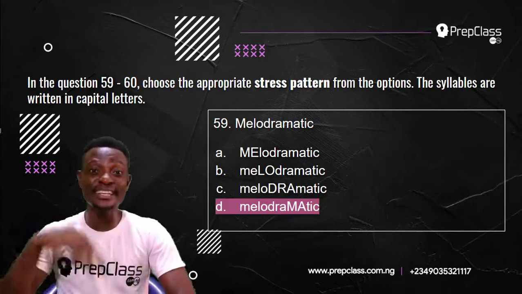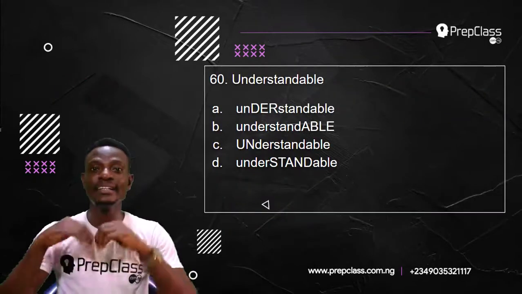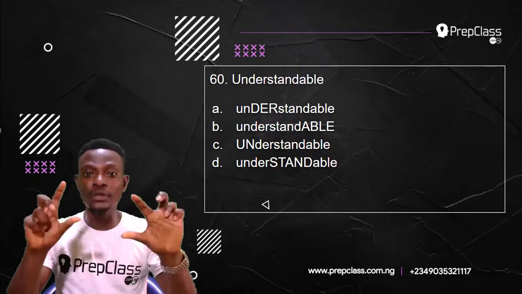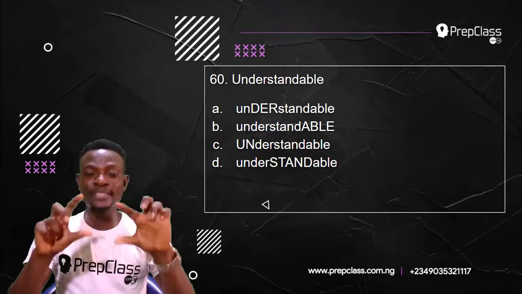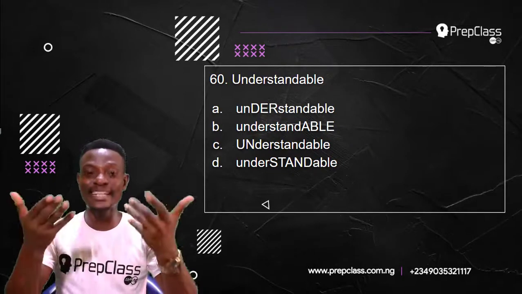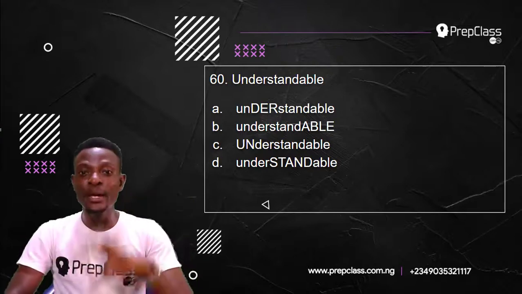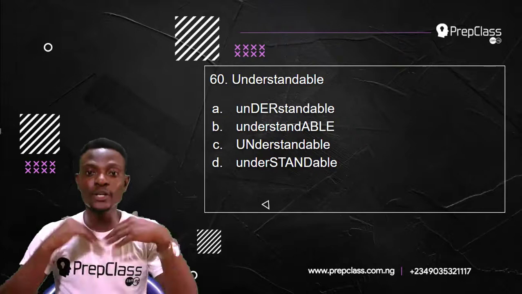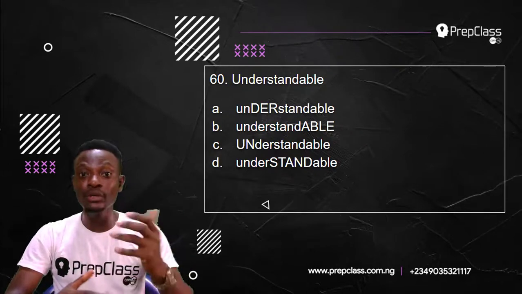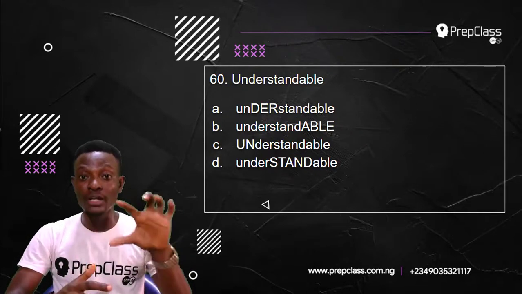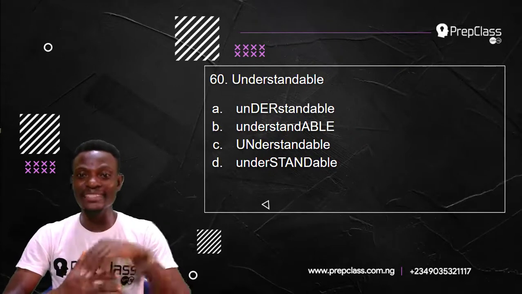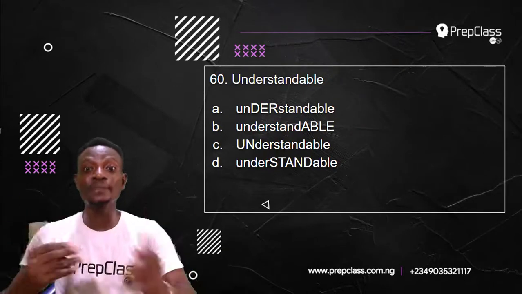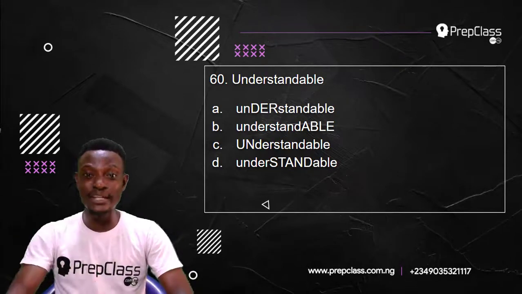Moving on to the last question in this series, question 60. Now we have the word understandable. We have to select the option that shows the correct placement of stress on the word understandable. Now, in option A, we have the stress on the second syllable, the. Option B, we have the stress on able. Option C, we have the stress on. And option D, we have the stress on stand. So, which of these options shows the correct placement of stress on the word understandable?